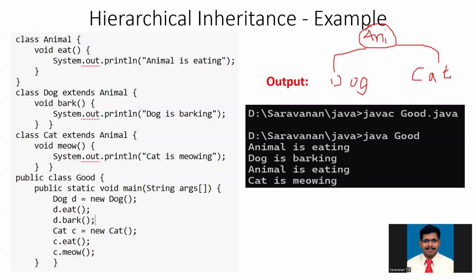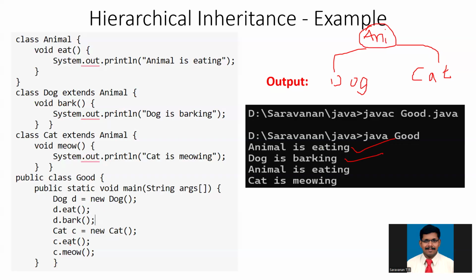Now the execution starts from the main function. Dog d equals new Dog. An object is created for Dog. d.eat is going to be taken, which is nothing but the method of the base class, so it is accessed and executed as Animal is eating. Next, d.bark is a method of the Dog class. It is executed and printed as Dog is barking.